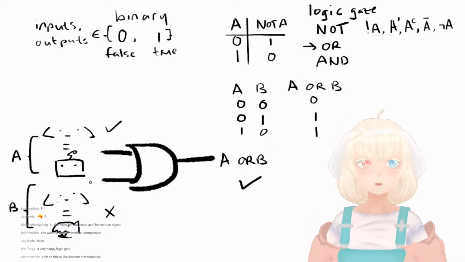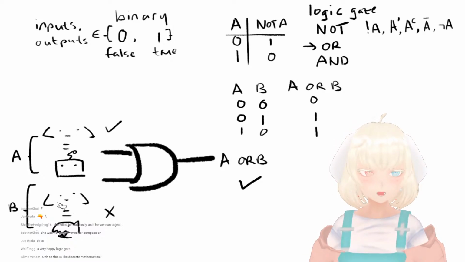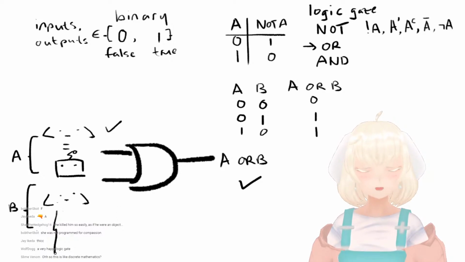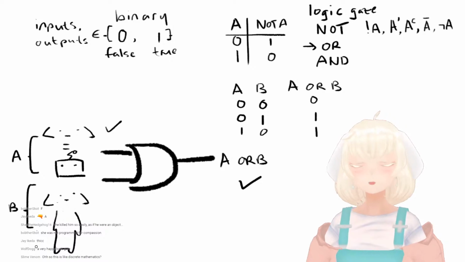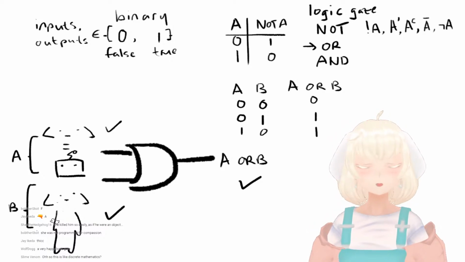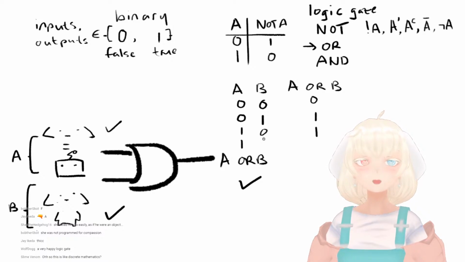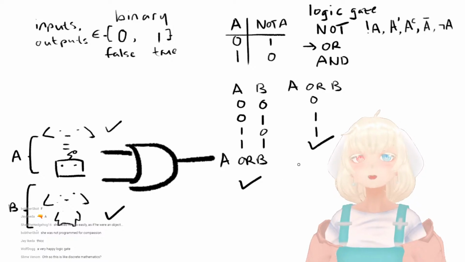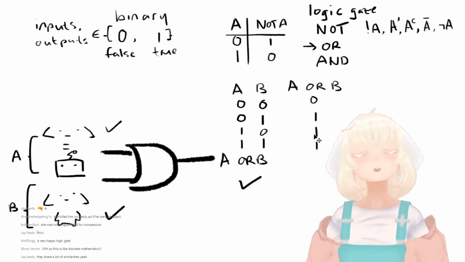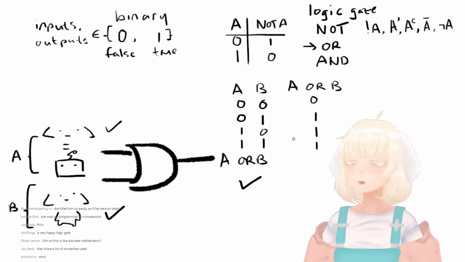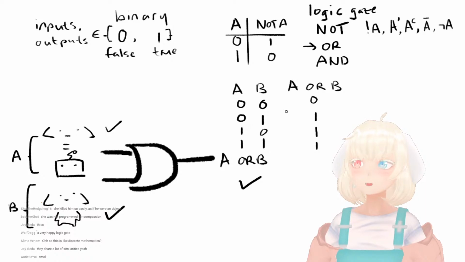And of course, if both statements are true, like Aki is a robot and Aki is tall, right? Okay, fine. Aki is short. Then A and B are both true, and A or B, there should be one, is true. The entire sentence is true if at least one of the inputs is true. So that's an OR gate.